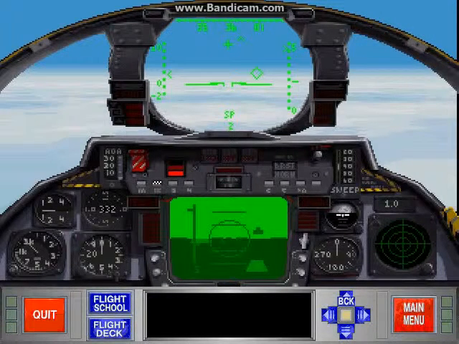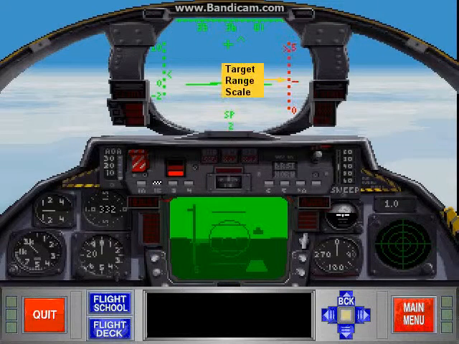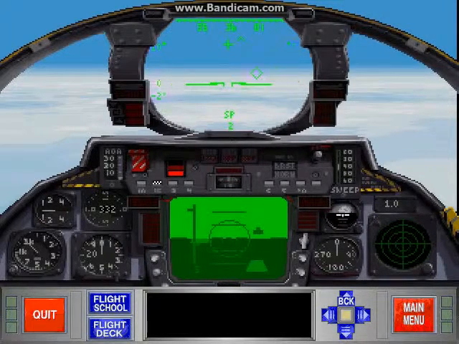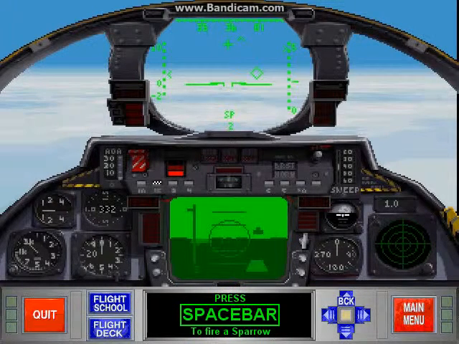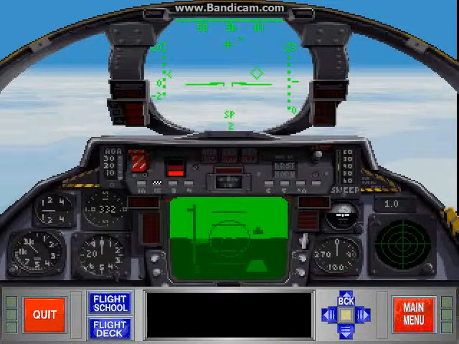The AIM-7M Sparrow is a medium-distance radar-guided missile with a range of between 2 and 24 nautical miles. When a target has been acquired and is in range, as indicated by the target range scale, the heads-up display symbology will begin to flash. At this point, you can fire a Sparrow by pressing the spacebar key. The Sparrow requires input from the F-14's AUG-9 radar until it reaches the target and detonates. So be sure that you maintain a lock on the target until impact, or until the missile has clearly overshot.